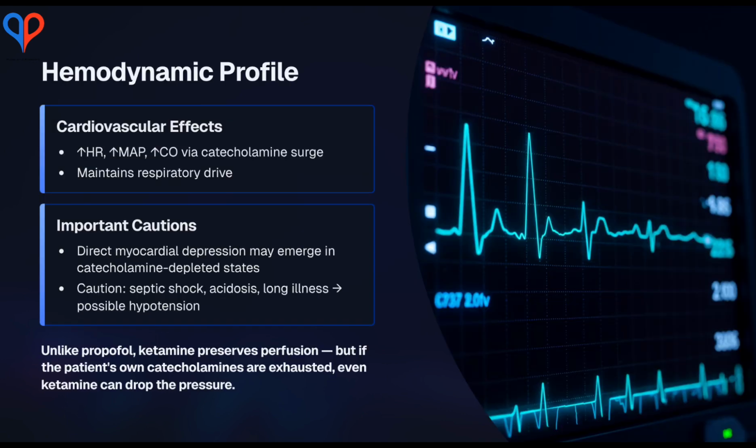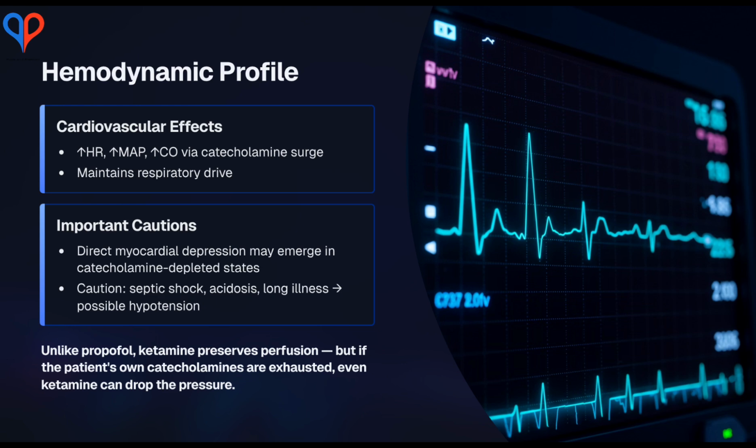Hemodynamically, ketamine behaves differently from propofol or benzodiazepines. It blocks norepinephrine reuptake and activates the locus coeruleus, causing an increase in heart rate, cardiac output, and systemic vascular resistance. Most patients see an increase in MAP.